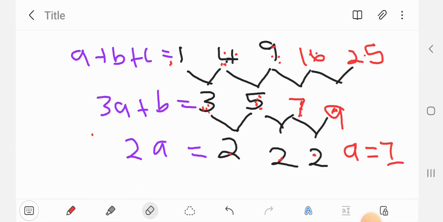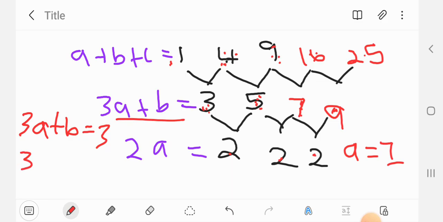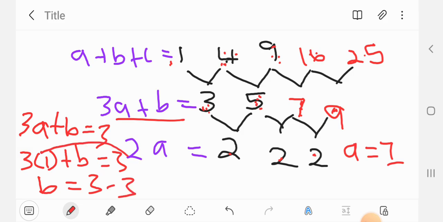And then now let's find b. 3a plus b equals to 3. This one. So we're going to have 3 into 1. We substitute this a that we got plus b equals to 3. So this 3 times 1 is still 3. So we're going to say b equals to 3 minus 3. So this 3 will come this side, okay? It was negative, now it will be positive. So b equals to 0. So we'll write b equals to 0 this side.